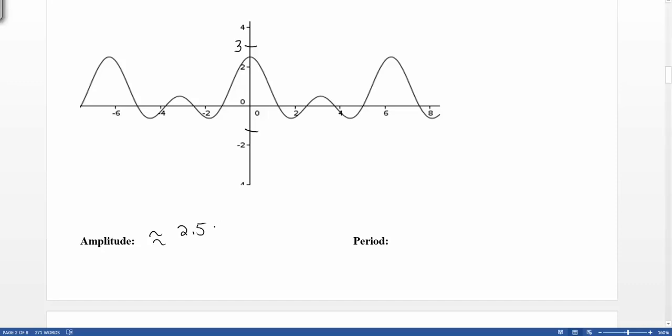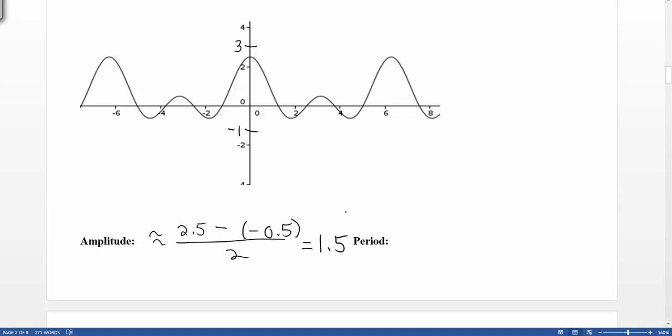From that, I'm going to subtract off the minimum. So again, my -1 is roughly here, and I would say that's about halfway between. So -0.5, and then I'm going to divide that all by 2. So 2.5 minus -0.5 is going to give me 3. 3 divided by 2 is 1.5. So my amplitude here is 1.5.